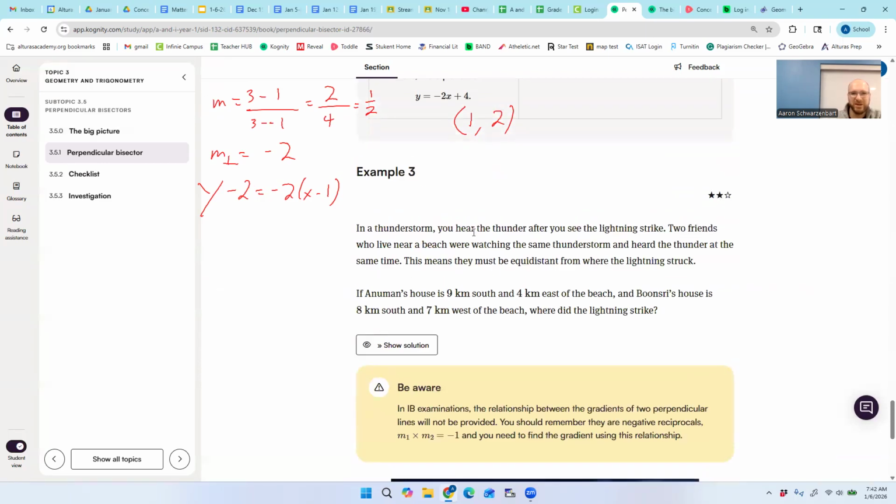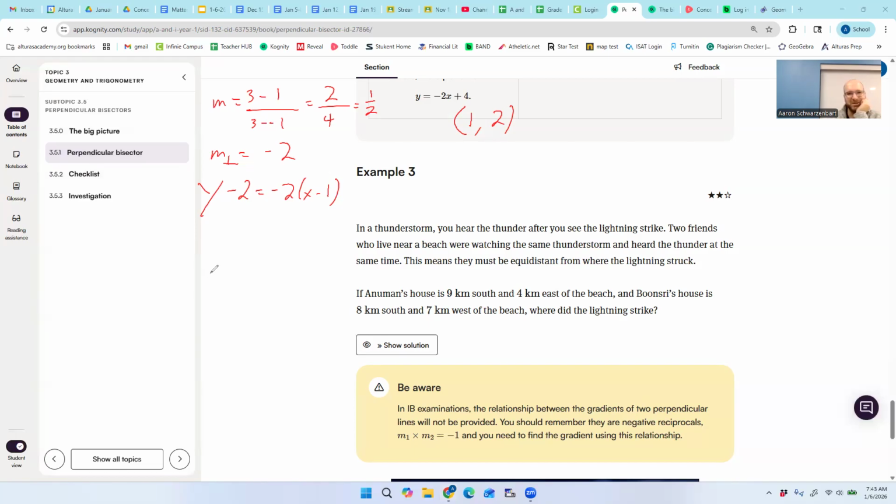So, example 3. In a thunderstorm, you hear thunder after you see the lightning strike. Two friends who live near a beach were watching the same thunderstorm and heard the thunder at the same time. This means they must have been equidistant from the lightning strike. If Anoon's house is 9 kilometers south and 4 kilometers east of the beach, and Bonsree's is 8 kilometers south and 7 west, where did the lightning strike?